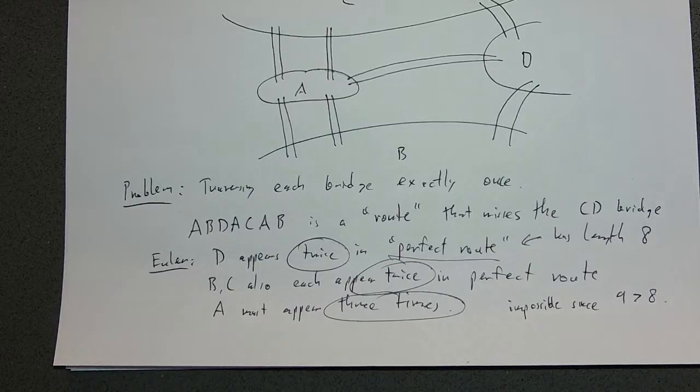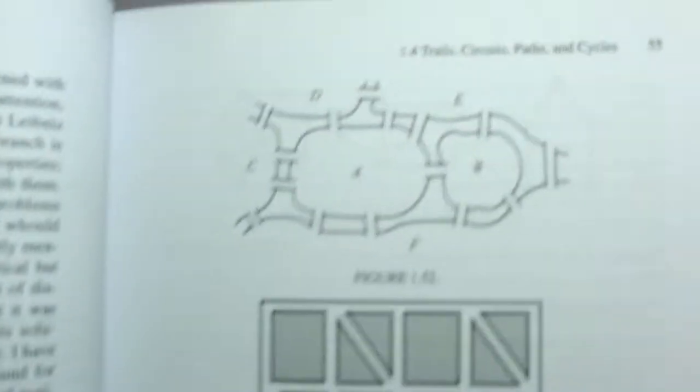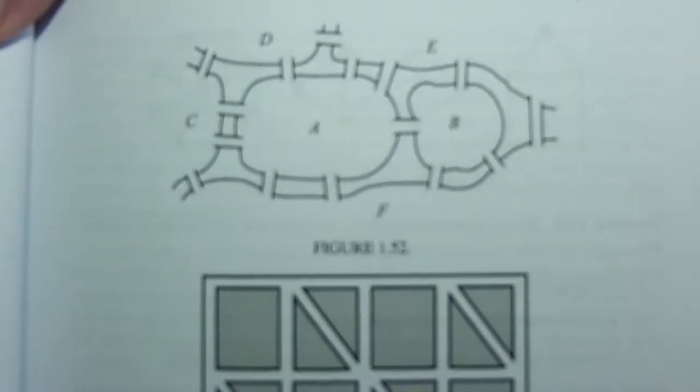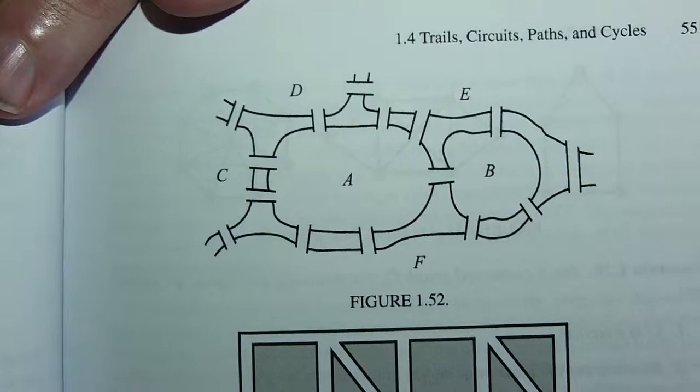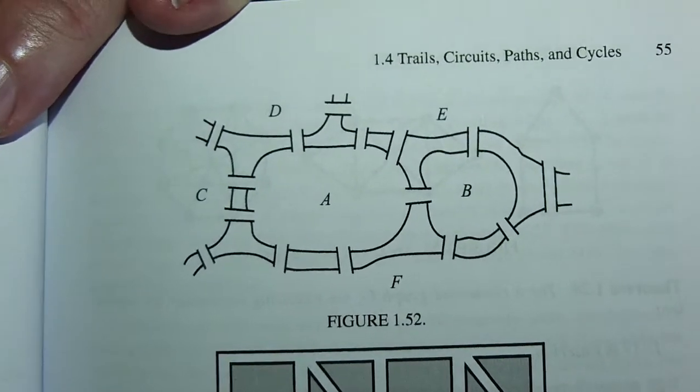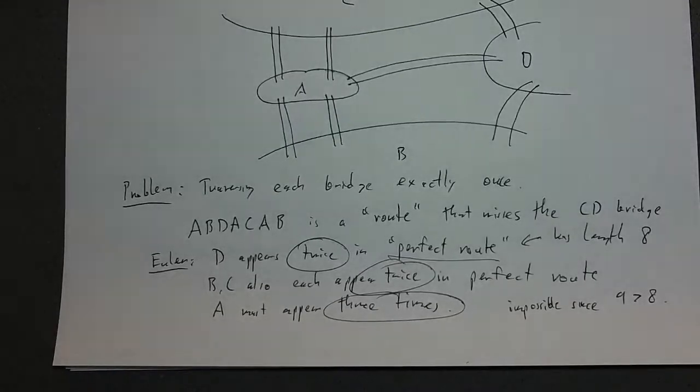So that is that. We're actually going to return to this. Here's another nice example of a Koenigsberg bridge problem, where you have more land masses and more bridges. See if you can cook up a sequence that works for a perfect route. This leads us intuitively to the following properties that a graph might have.